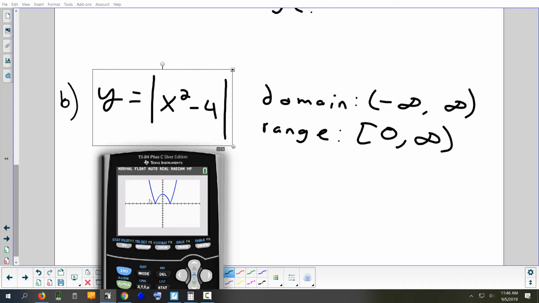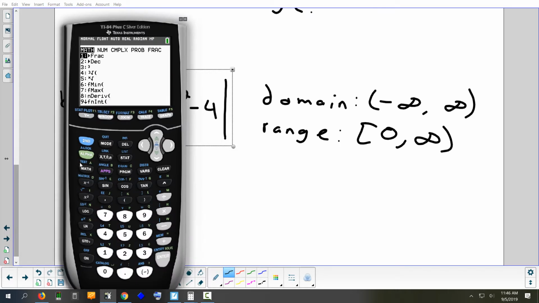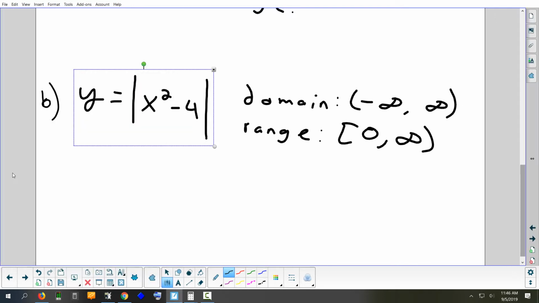Yep. So to do absolute value, it's under math, number, and the first option, ABS, absolute value. You press that, and then you can type in, I'm not in the y equals screen, but if I was, now I could type in x squared plus 4 or whatever it was, minus 4.